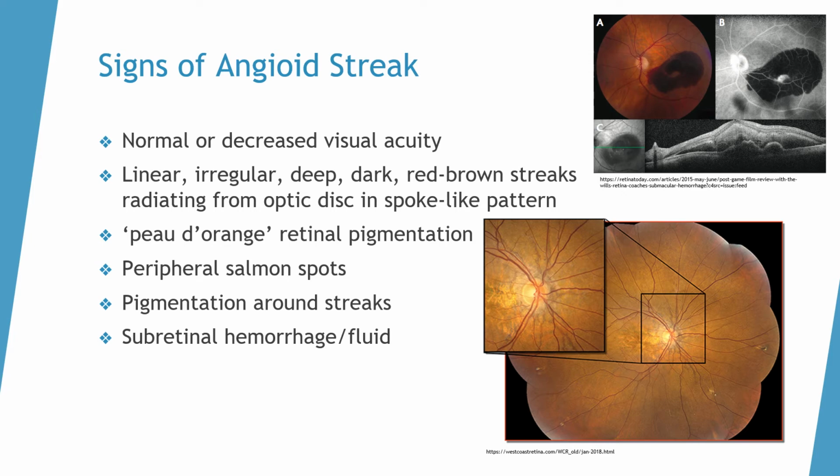Peau d'orange retinal pigmentation may also be detected. Peripheral salmon spots and pigmentation around the streaks, as well as subretinal hemorrhage or fluid, may also be seen, as demonstrated by the top right picture there. These are terms for retinal pathologies that are best learned by looking at different retinal pictures. We will soon link a Google Drive folder with a collection of such photos for practice.